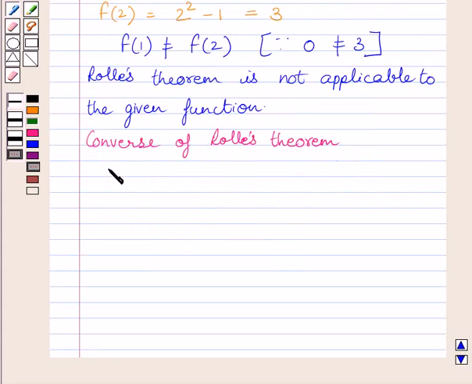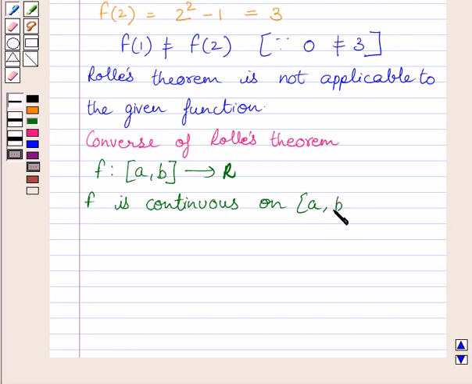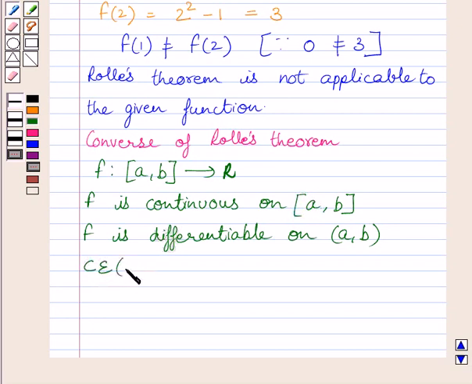Now let us discuss converse of Rolle's theorem. If we are given function f from closed interval [a, b] to R, and function f is continuous on closed interval [a, b], and it is differentiable on open interval (a, b), and there is some c belonging to open interval (a, b) such that f dash c is equal to 0, then f(a) is equal to f(b).